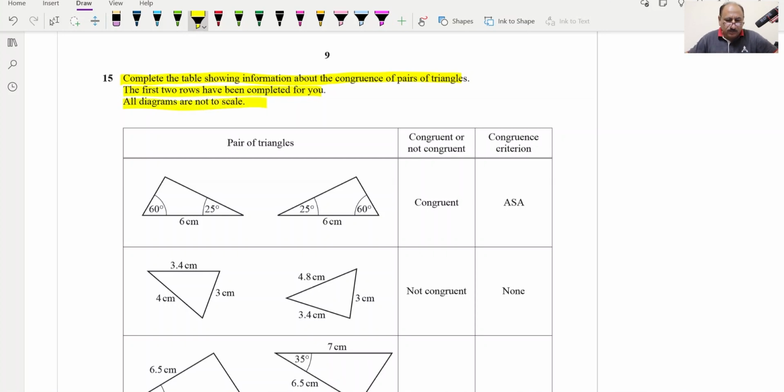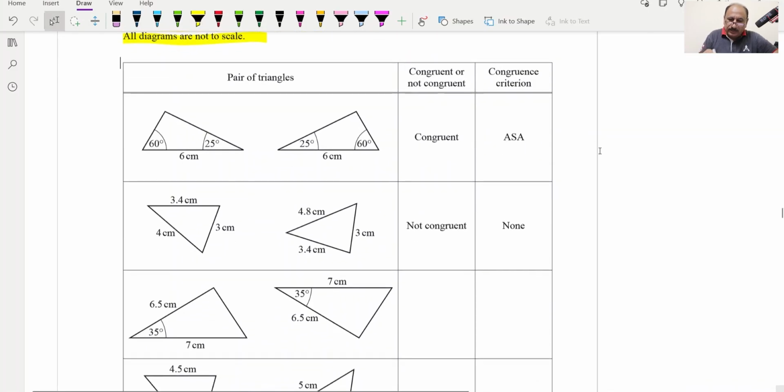All diagrams are not to scale. So these 2 rows, they have basically completed for us, and they have shown this is congruent and the rule, and this is not congruent.